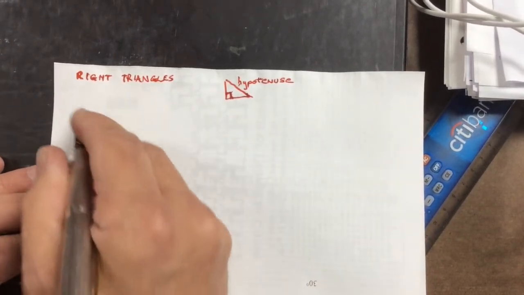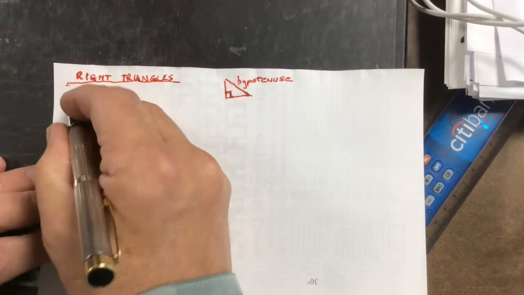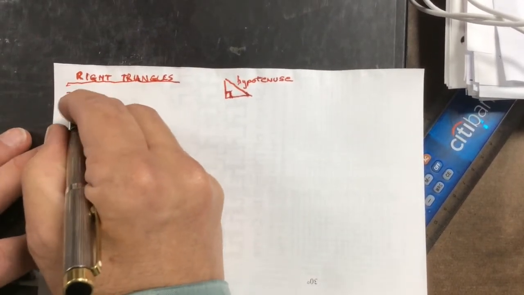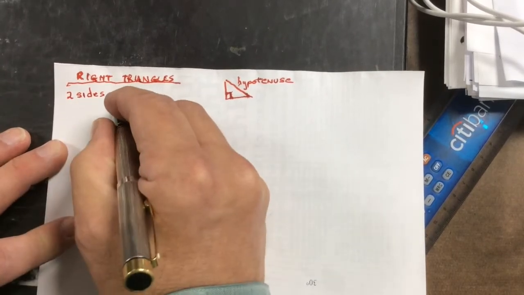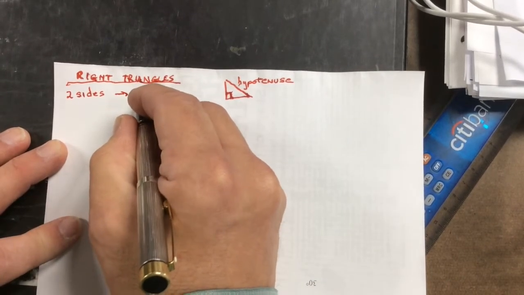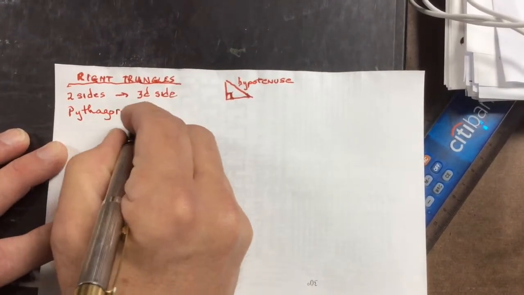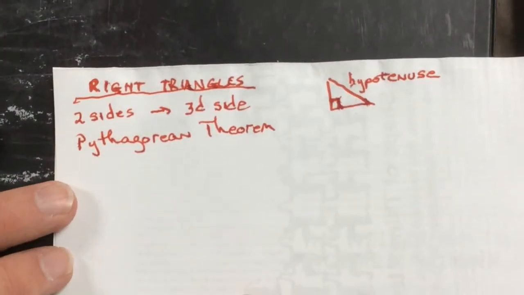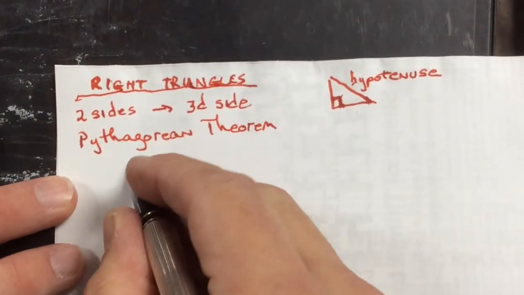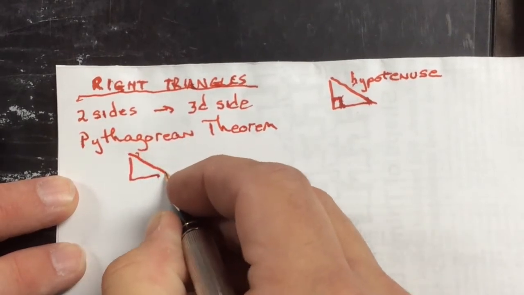Now, a couple of ways that you could be asked a question about this. If I give you two sides and ask you to give me the third side, that's a Pythagorean theorem problem. And it doesn't matter what the numbers are.